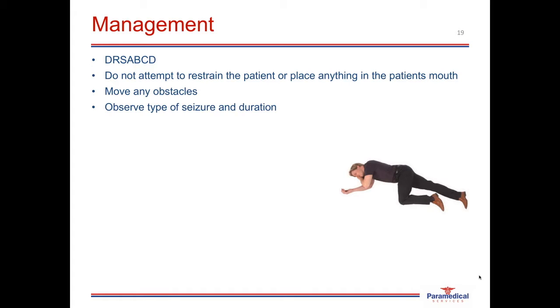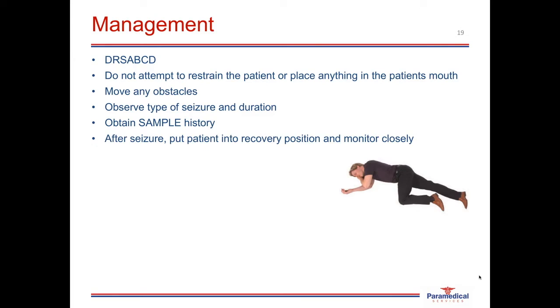Observe the type of seizure that's occurring, how many seizures have occurred, and how long they are occurring for. Obtain a SAMPLE history of this patient. If they're known to have epilepsy, ask about the medications that they're on, if they've taken their medications that day, and if they've had any alcohol or drug consumption, as this can alter how the medication works. After the seizure, try to put the patient into the recovery position and monitor them closely. Check the airway and suction if necessary. Assess respirations and circulation. Provide O2 therapy.